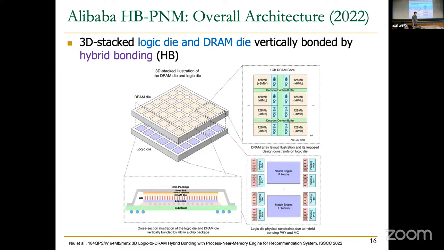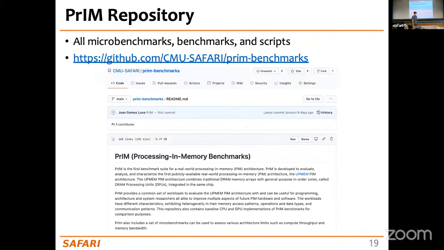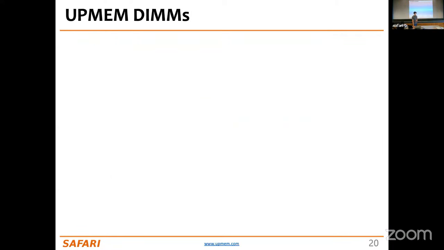The last one that we mentioned yesterday was this proposal from Alibaba for acceleration of recommendation systems, using hybrid bonding to glue together two dies, one of DRAM and the other one logic, with some special function units or accelerators for the specific parts of the recommendation system. But in more detail, we are talking about the AppMem PIM architecture. Remember that we have a lot of resources, papers, and also code available to you.